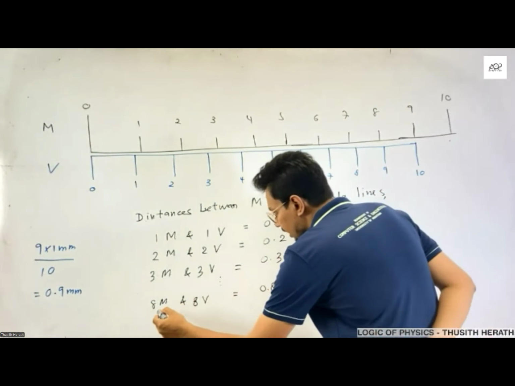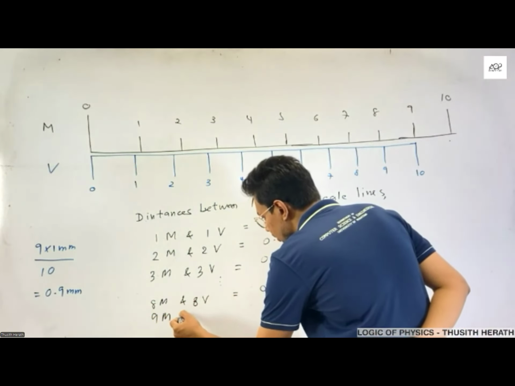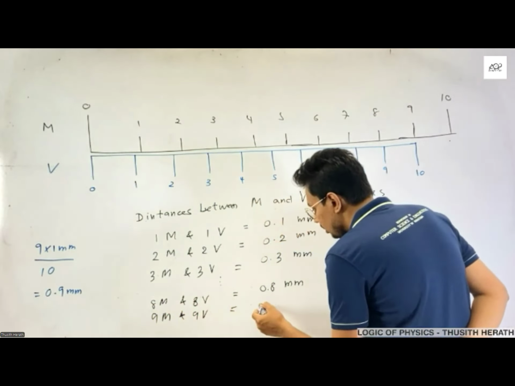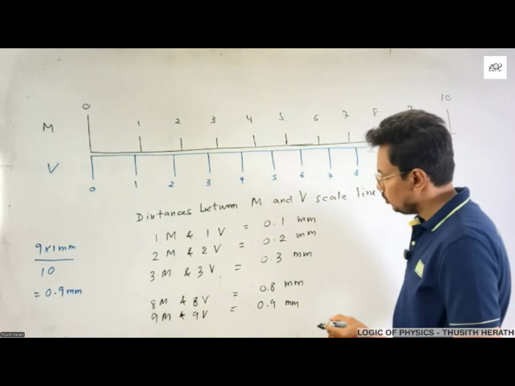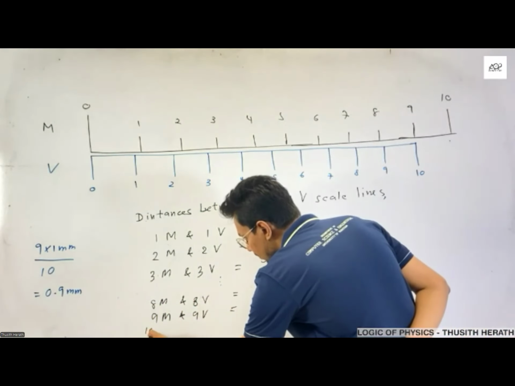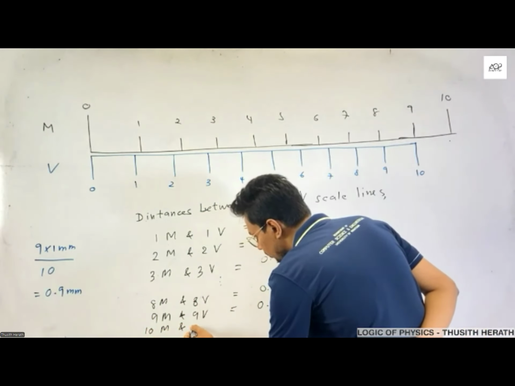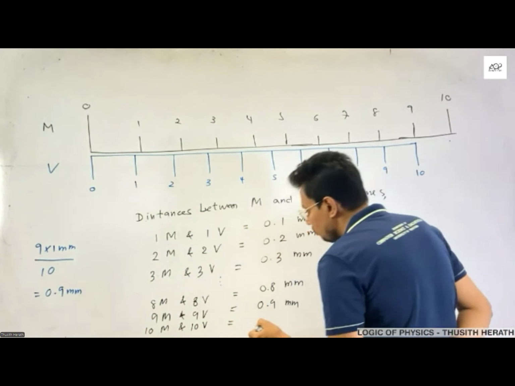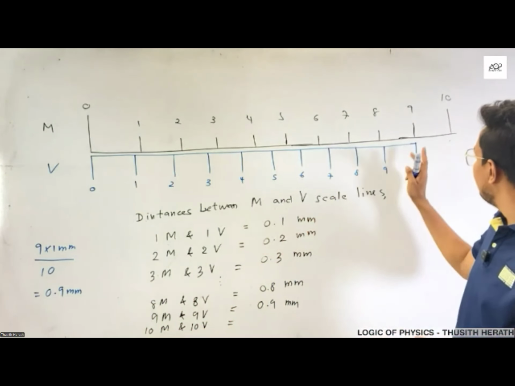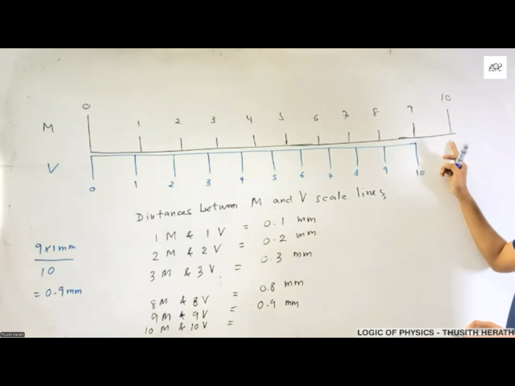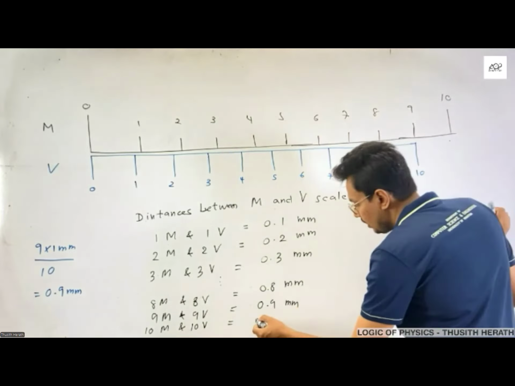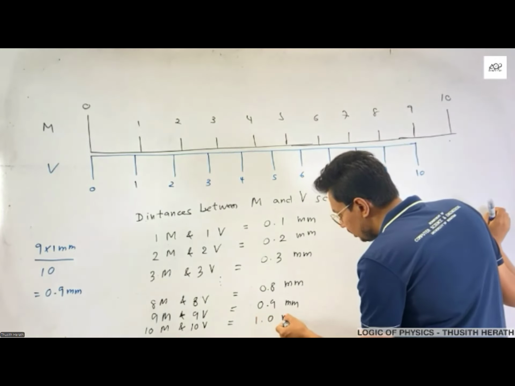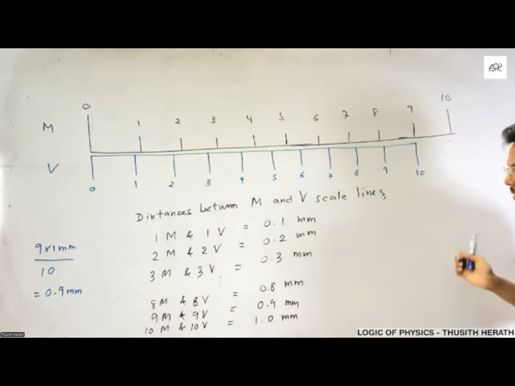So 9M and 9V, 0.9, right? 0.9. So 10M and 10V, what should be the value? What's the difference? You can clearly see that it's a 1 millimeter difference between 10M and 10V. So 1.0 millimeters. Got it?